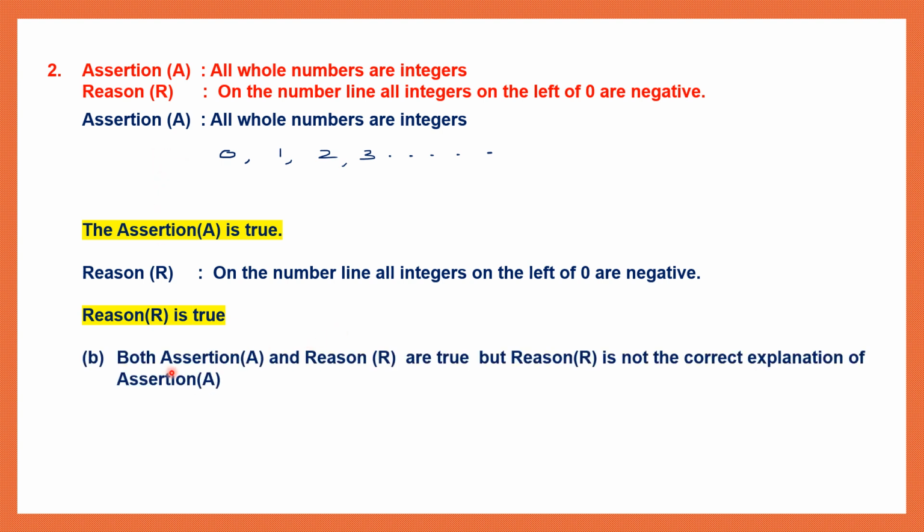Option B says both assertion and reason are true, but the reason is not the correct explanation of assertion A. So this is how we answer assertion-reason questions. There will be two statements. You have to see whether the assertion is true and whether the reason is true. If both are true, you have to see whether the reason explains the assertion, or whether the reason does not explain the assertion. So accordingly, you have to write whether it is true or not true.